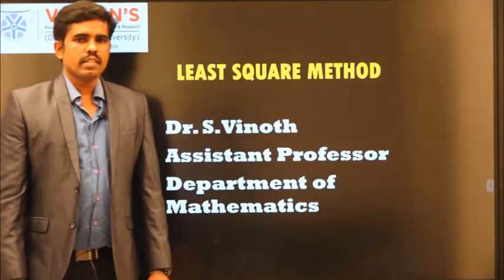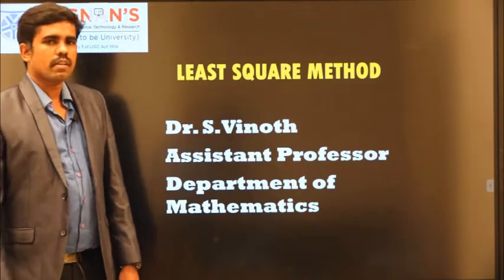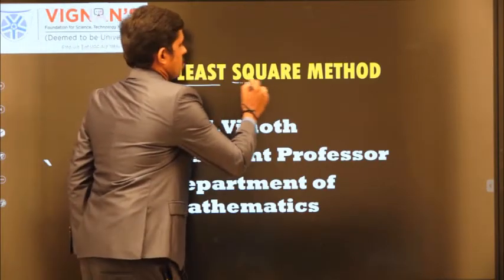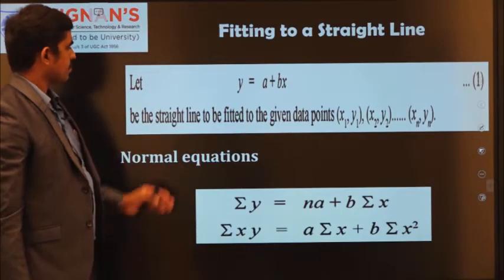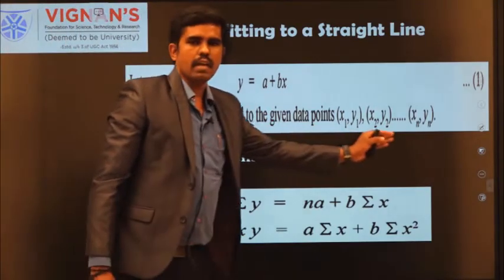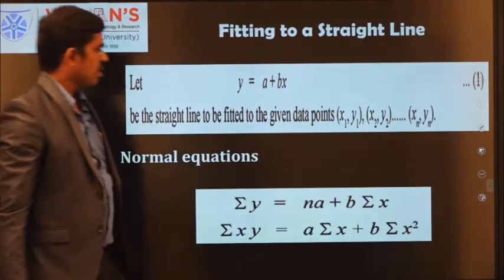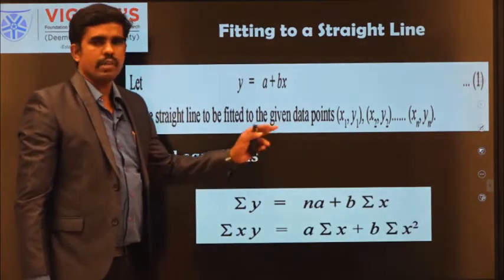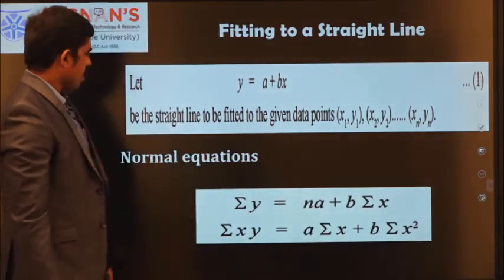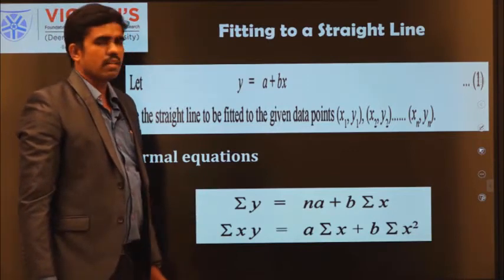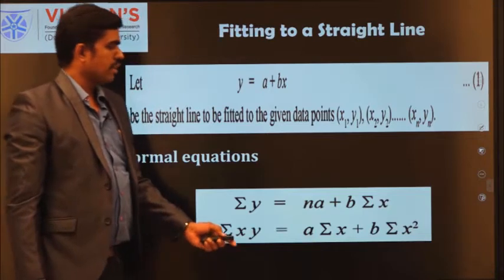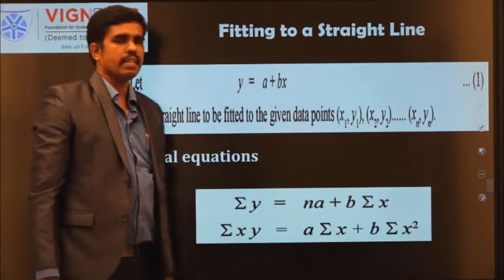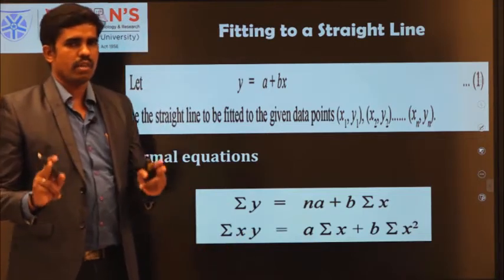Dear students, in this class I am going to explain the least square method. We are going to fit a straight line a plus bx for a given set of points. I am assuming n values: x1, y1, x2, y2, up to xn, yn. So these are all the normal equations. Summation y is equal to n into a plus b into summation x, and similarly you can write the second equation. So we are having two equations.